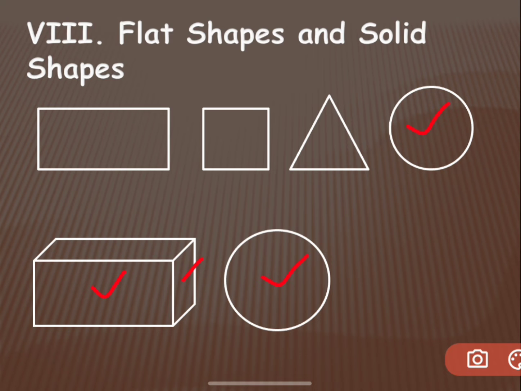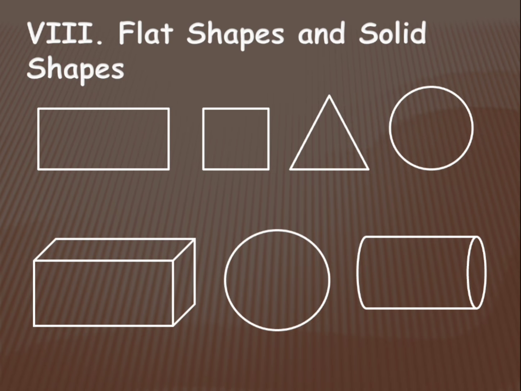Any ball it might be. It might be a cricket ball, plastic ball, or tennis ball. Any ball, it is sphere. Earth is also a sphere. Okay. And also we have learned about a cylinder. Okay. So what is the difference between them?